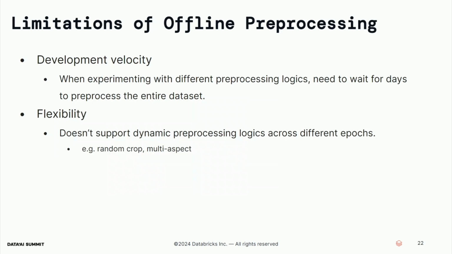However, sometimes this offline processing approach is not the best solution. For example, sometimes you may want to do some experiments on different types of preprocessing logic. You don't want to wait for the entire data set to be processed before kicking off your training job each time. Also, sometimes you may want to apply dynamic processing logic across different epochs. In this case, the offline solution is also not the best option. So the question we want to answer is, how can we achieve efficient online processing without blocking the A100 GPUs?